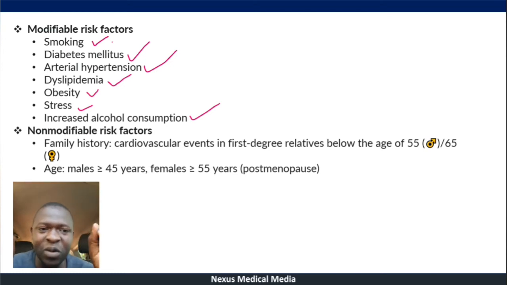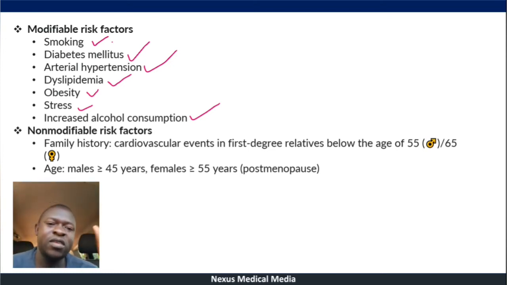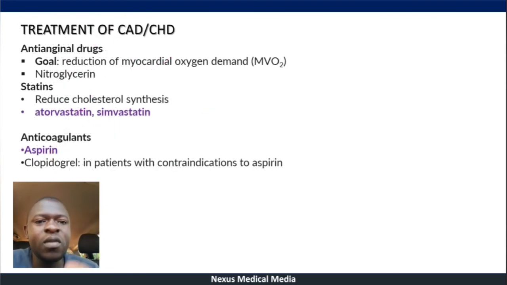Cool. I mean females in the reproductive age, let's just say after menarche and before menopause. After menopause, then they will be at risk. Okay, I hope you understand that part.